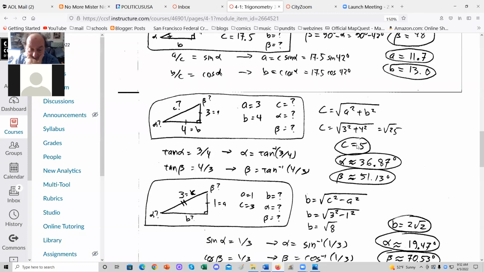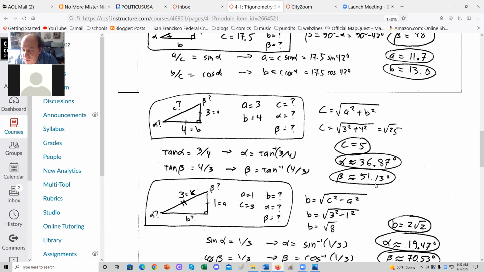Now, okay, we're given A and B. To find alpha, well, A over B is tangent alpha here. So alpha is arctangent 3/4, which comes out to 36.87. Now here I use tan beta equals B over A, and that's 4/3, so arctan 4/3, about 51.13 degrees.